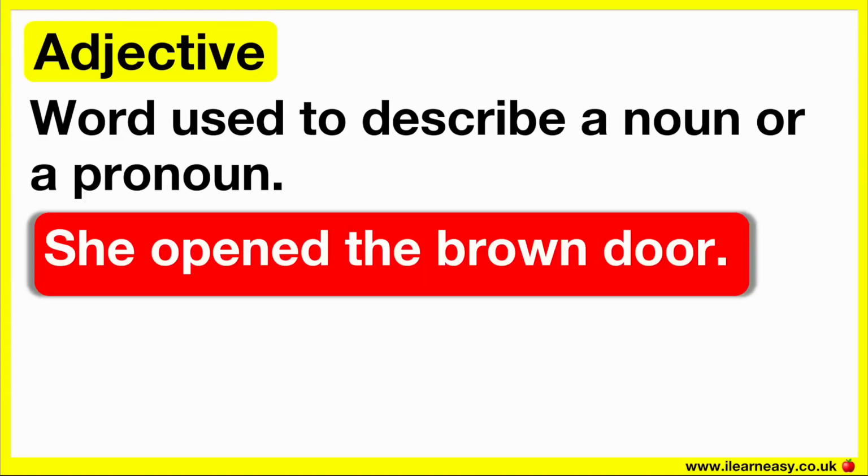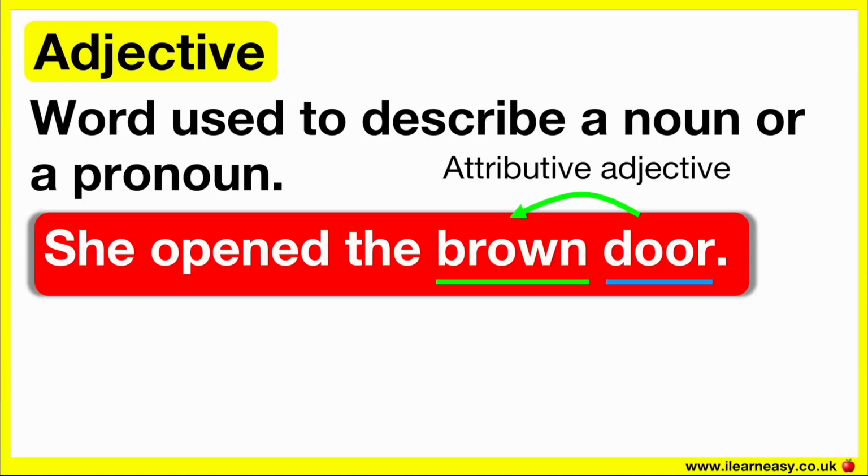She opened the brown door. The adjective in this sentence is brown because it's describing the color of the door. The noun is the door. So in this example, the adjective comes before the noun. When the adjective comes before the noun, it's called an attributive adjective.